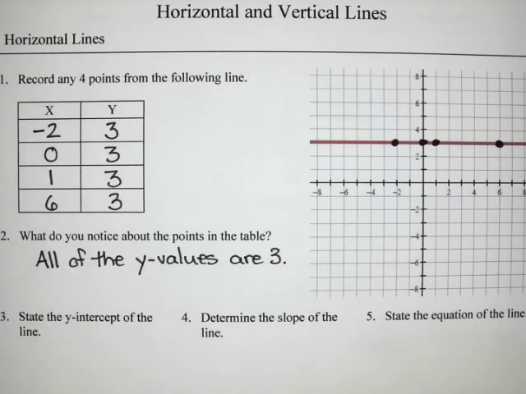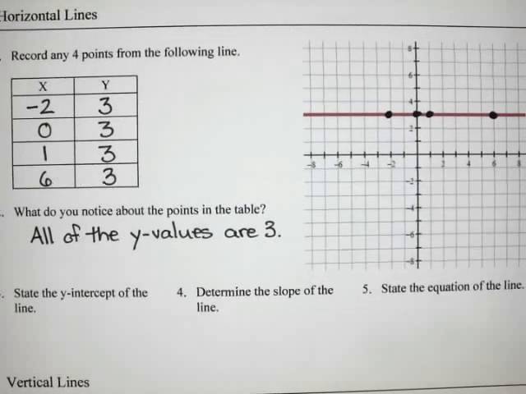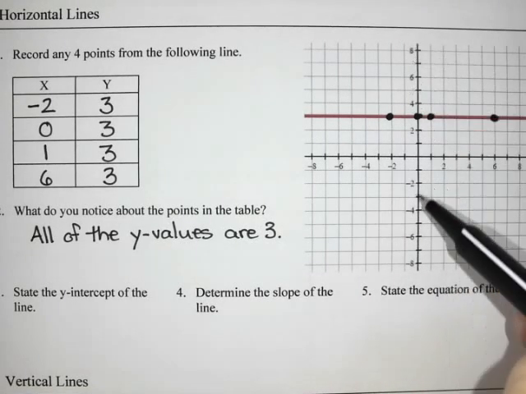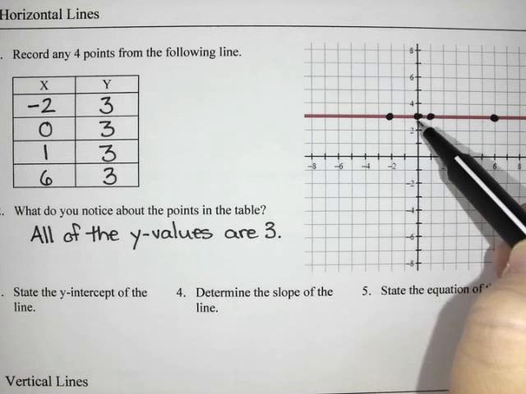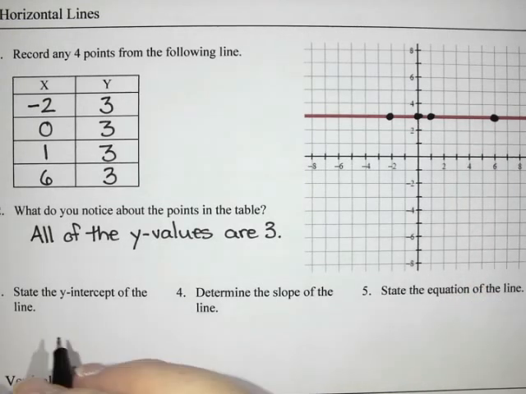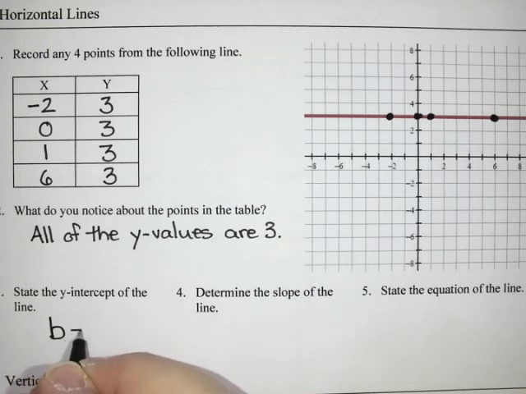Okay, question number 3 says, state the y-intercept of the line. So the y-intercept is where it crosses the y-axis, and it is crossing the y-axis at 3. So for y-intercept, we use the letter b. So I'm going to say b equals 3.